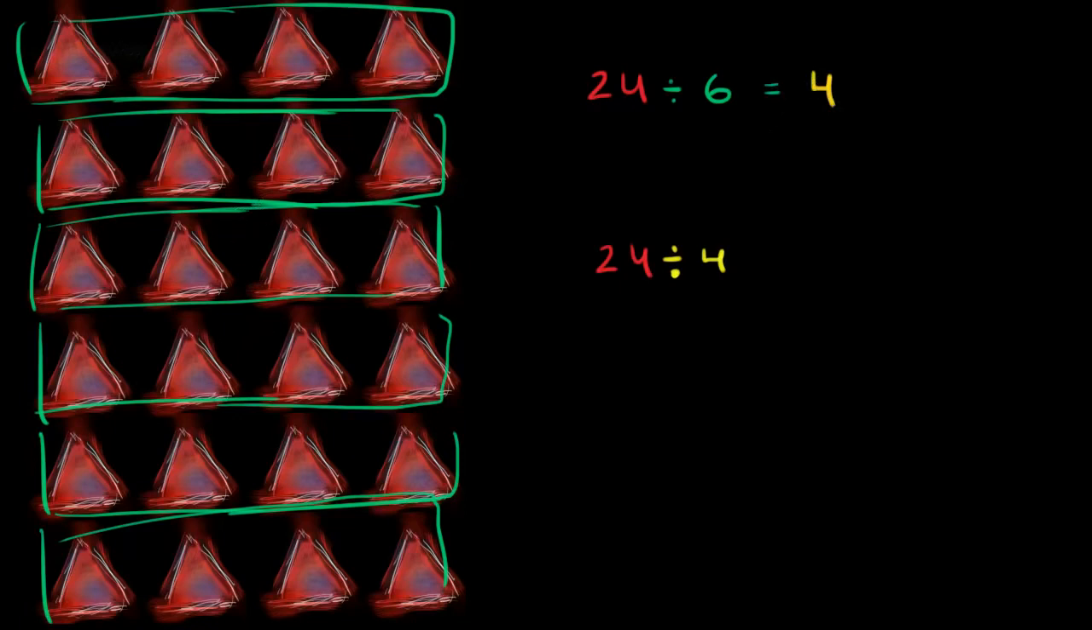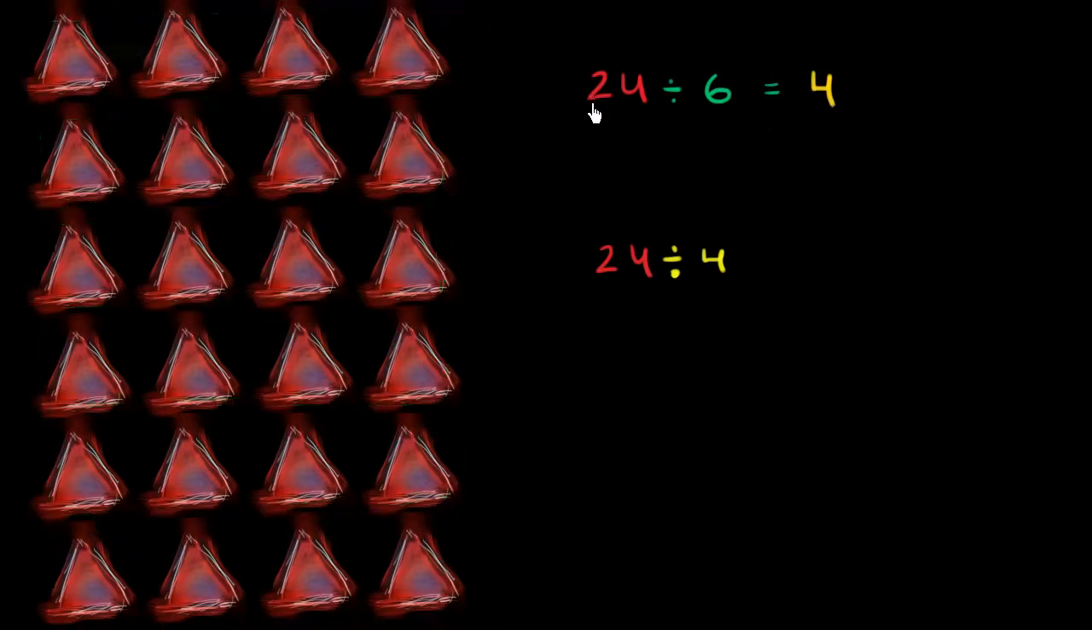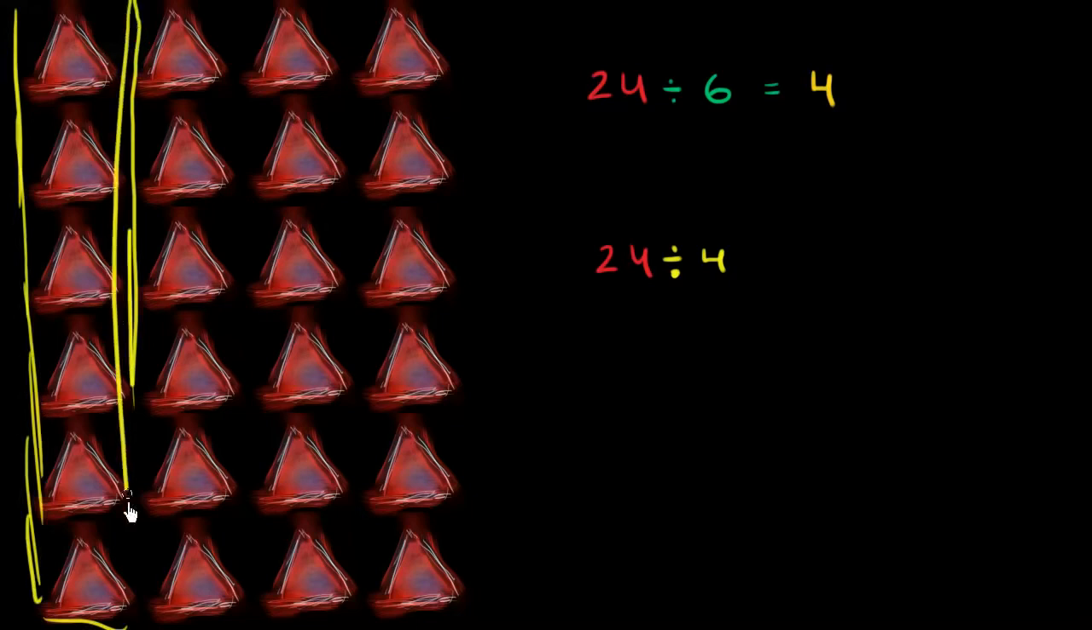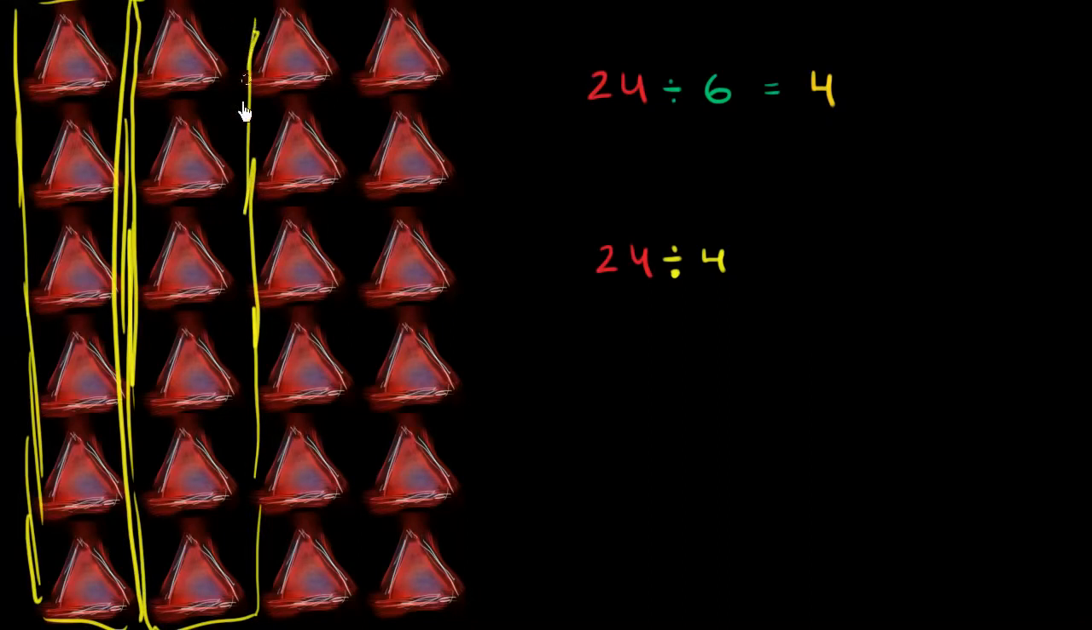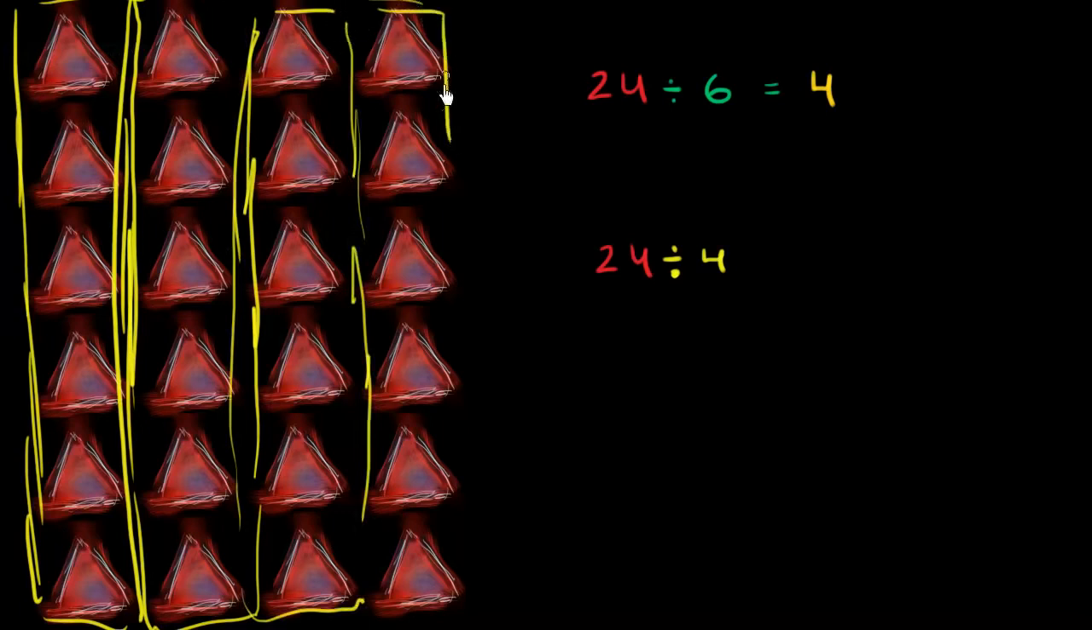Another way we could have thought about that is we could have said, let me divide 24 into groups of 6. So if you divided 24 into groups of 6, you could have viewed it like this. So that's one group of 6. That's another group of 6 right over here. It's another group of 6. And I think you see how many groups of 6 we have. We have 4 groups of 6.